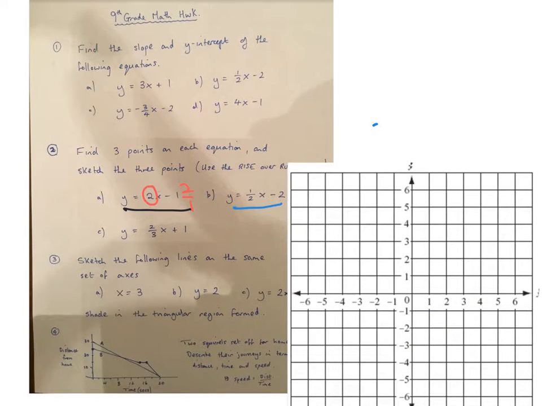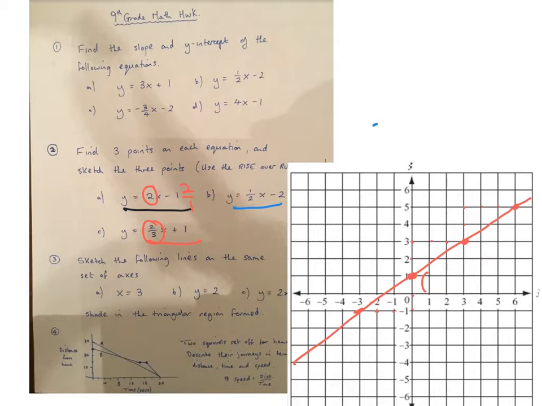Final question, 2/3 x plus 1, sorry, so we've got y-intercept of +1. Slope is 2 over 3, so up 2 across 3. And we can go down 2 and back 3 there. And we get 4 points that we can use. You can choose any 3 of these.